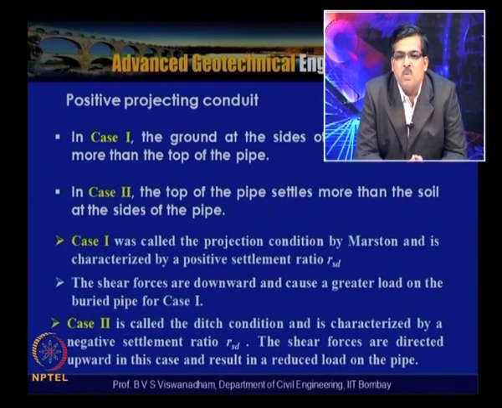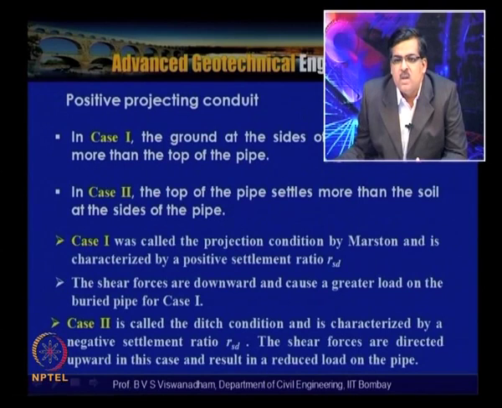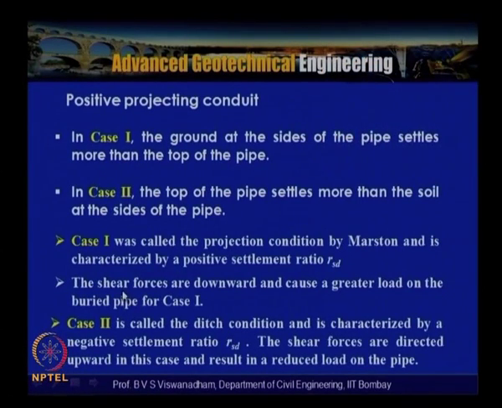Case 1 was called the projection condition by Marston and is characterized by a positive settlement ratio, that is RSD, which is positive. The shear forces are downward because the ground at the sides of the pipe settles more than the top of the pipe. Because of that, the shear forces are downward and cause a greater load on the buried pipe for case 1.